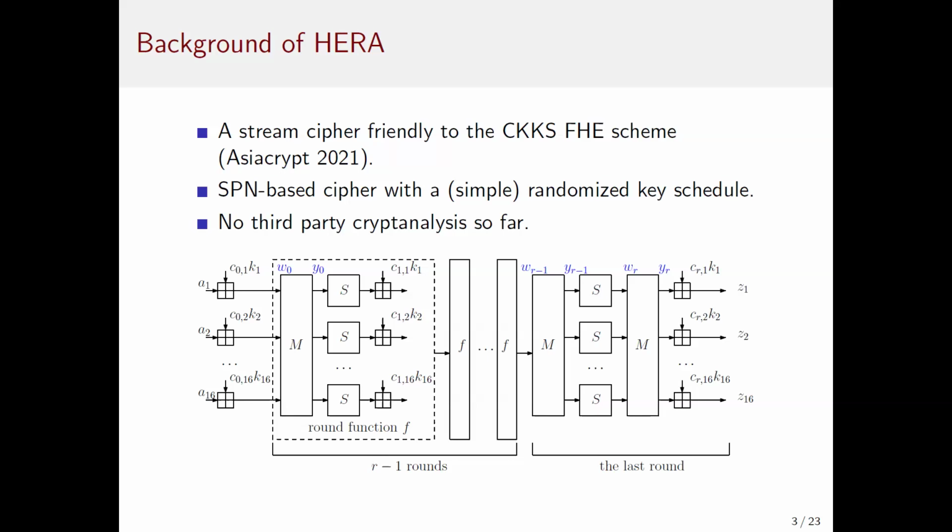This figure gives a complete description of how the encryption algorithm works. This is the key stream. It is composed of 16 words over a finite field F_p, z1, z2 until z16. Here we denote the round function of HERA by F. You can see it's a very common SPN structure. This is the linear layer, which is just an invertible matrix.